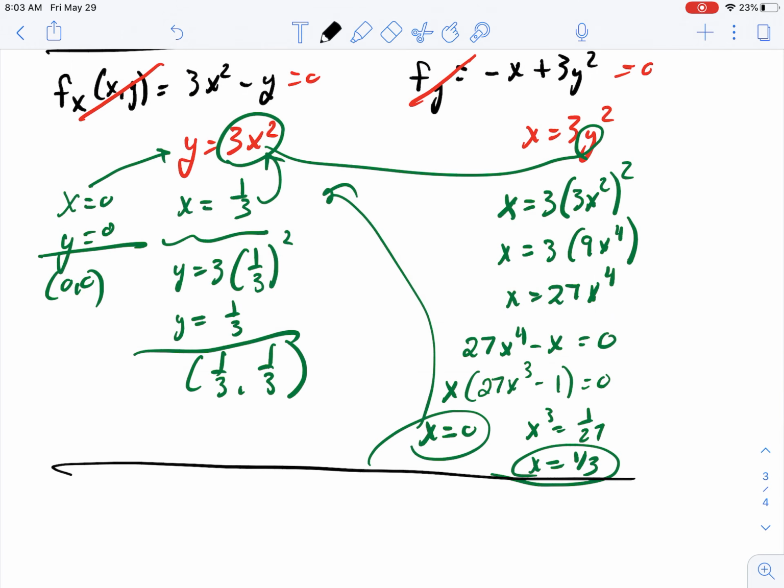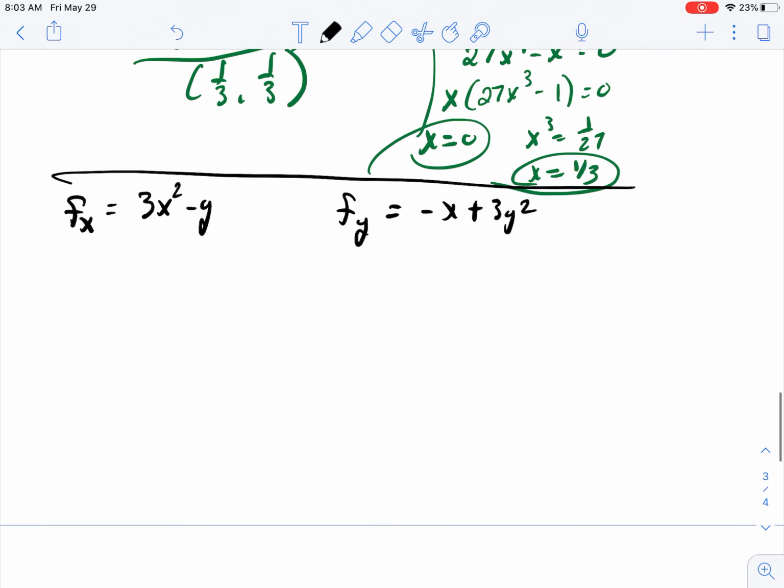So now let's go ahead and do the discriminant. All right, let me rewrite my derivatives. So I've already done it once. So the derivative of x is 3x squared minus y. The partial derivative of y, negative x plus 3y squared. Okay, so now I move it up. So do a second derivative. This would be 6x. The second derivative of y would be 6y.